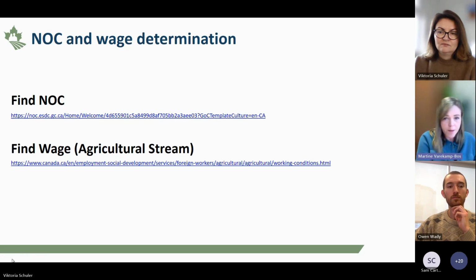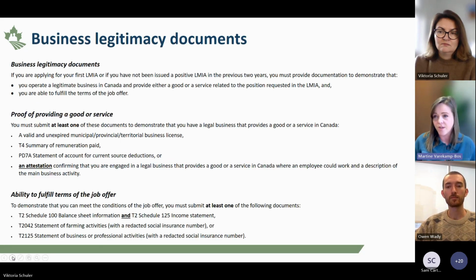And then another big part is when you've determined your NOC code and you've determined your wage, and you're putting together the application. An important part of it is the business legitimacy documents. And what do these documents do? They really function two purposes. They want to confirm that you're providing the goods and service that you say you are providing.